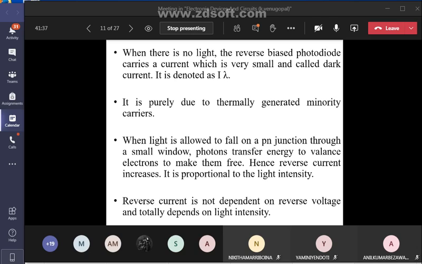Here the reverse current is not dependent on the reverse voltage. The reverse current depends on the light intensity, whereas in a PN junction diode and UJT diode, it depends on the voltage. Here the photodiode is operated in reverse bias mode, so the current depends on the light intensity. If the light intensity is high, the current increases. If the light intensity is low, the current decreases. Clear?